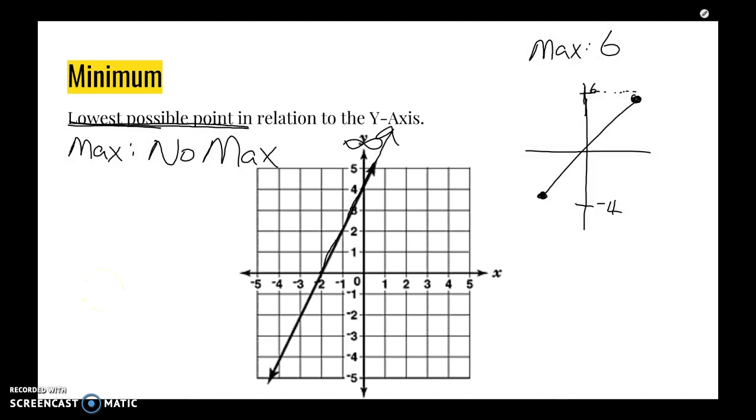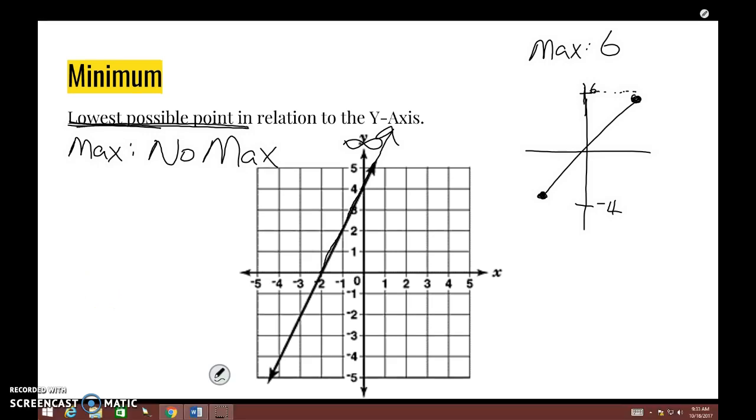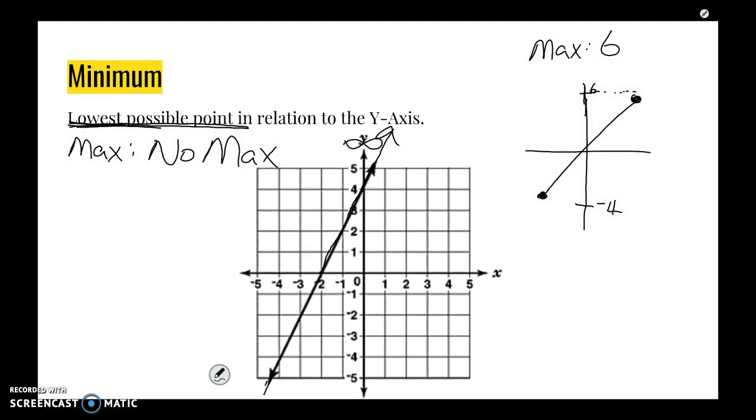Now, minimum is very similar. That's why I didn't change anything. Minimum is the lowest possible point. So if this continues to go down, then eventually this is going to go all the way down to what? Negative infinity. So here the minimum would be approaching negative infinity, but I know I can't reach a stopping point at negative infinity. So very similar to the maximum being no max, the minimum here is going to be no minimum.